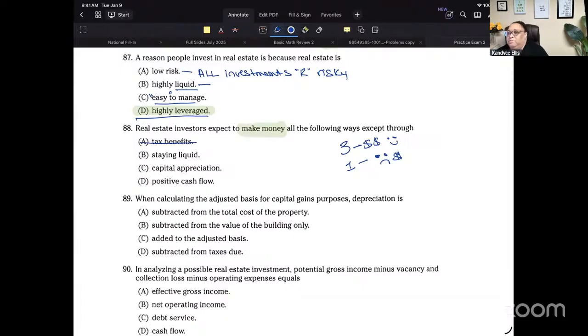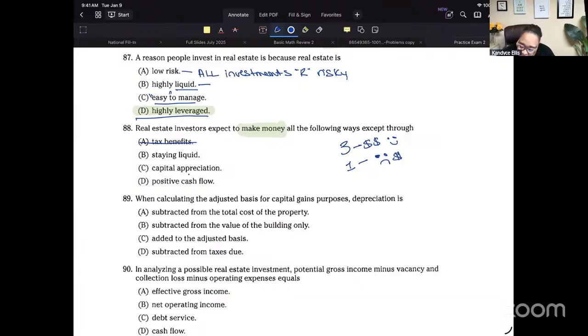Staying liquid. Well, if I'm staying liquid, it means I have quick access to the cash. But did that make me money? Just because I have quick access to my cash, did I actually make money? That I'm not feeling too much.